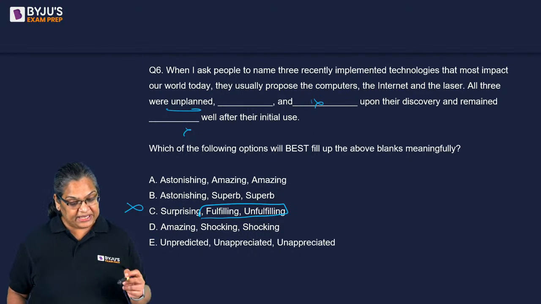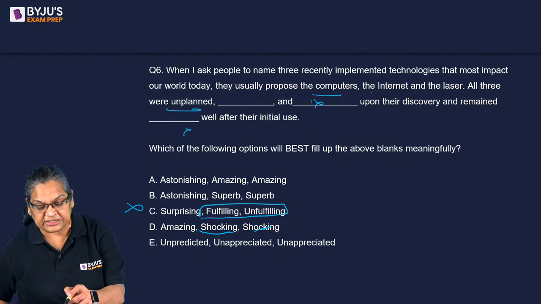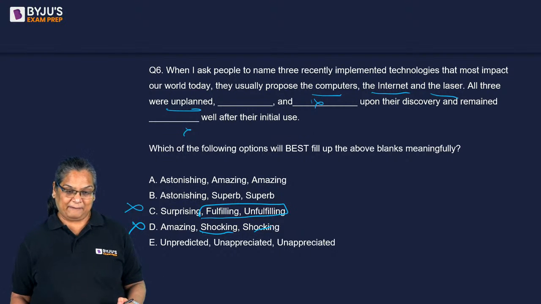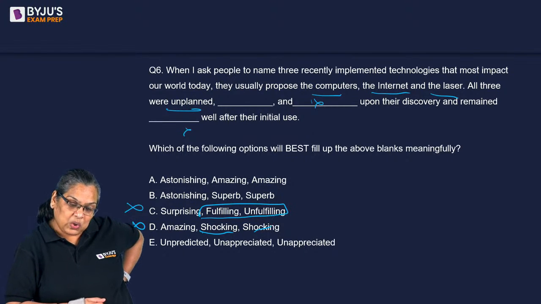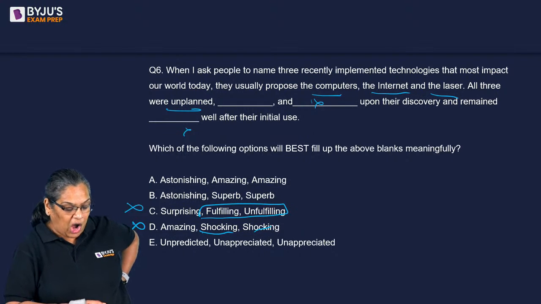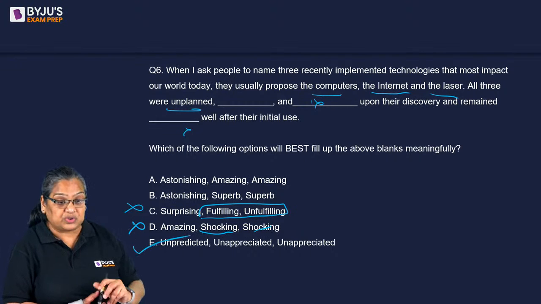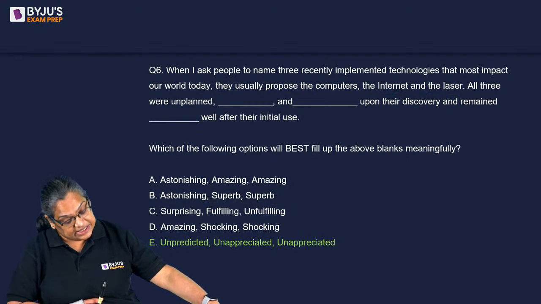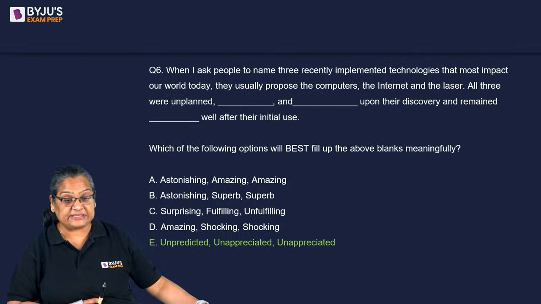Amazing, unplanned, amazing, and shocking. Think of these 3: computers, internet, and the laser. What is shocking about it? So what is the author trying to say? What goes with unplanned best? Amazing, astonishing, superb, or unpredictable? They were not predicted. Nobody knew they would do so well, and they did not really appreciate their full value, and they still remain unappreciated after their use. So the answer is E.